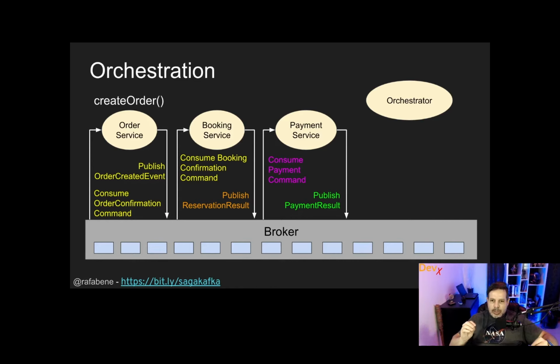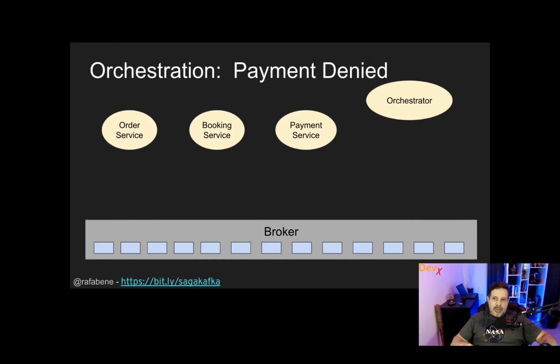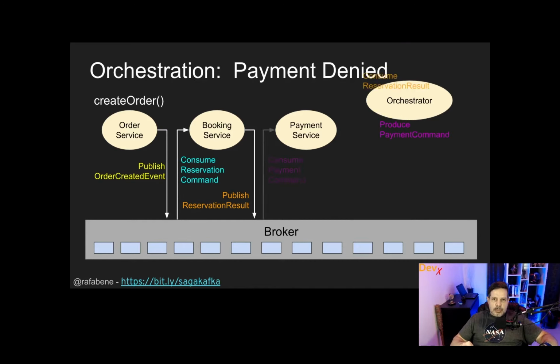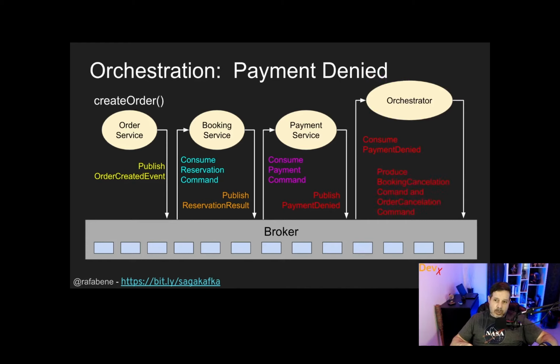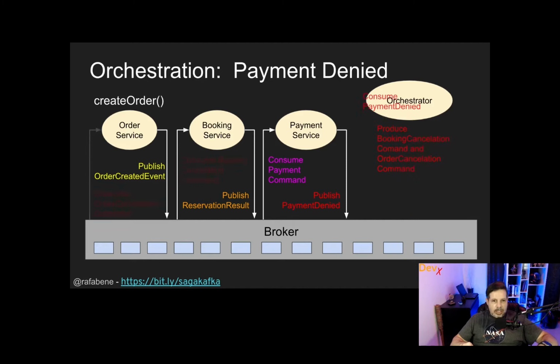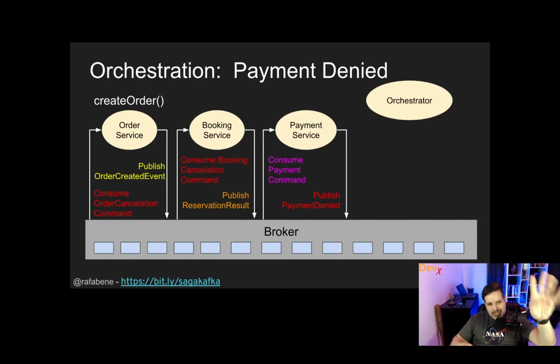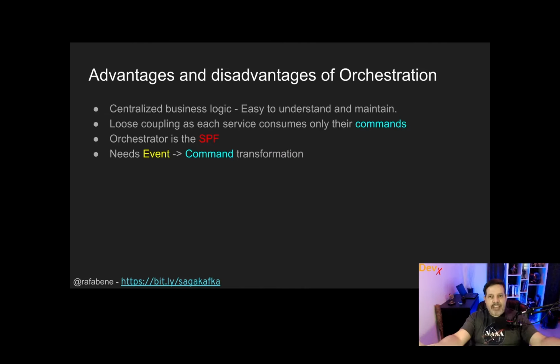And so that's why this pattern reduces the coupling. Okay? Imagine the following situation. Payment denied. We publish the commands. Now it's time to publish the payment. Payment replies, the payment is denied. And now it's time for the orchestrator to say, okay, since the payment is denied, let's cancel the booking, let's cancel the order. In this case, the orchestrator sent the commands in parallel.